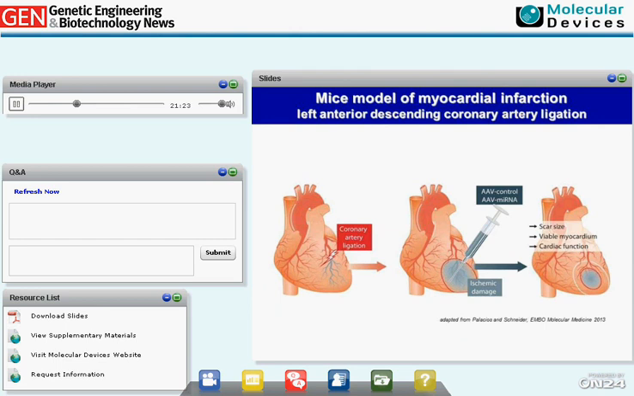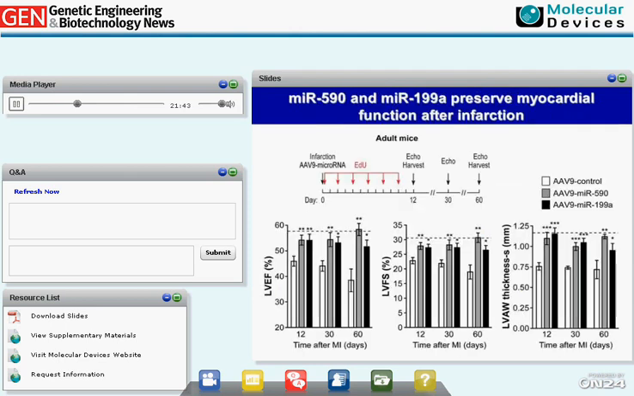And then we injected AAVs encoding for the microRNAs, or a control, in the border zone of the infarction. Then at different times after the infarction, we evaluated the scar size, the percentage of viable myocardium, and also cardiac function using echocardiography. So in this slide, I'm showing you the results.